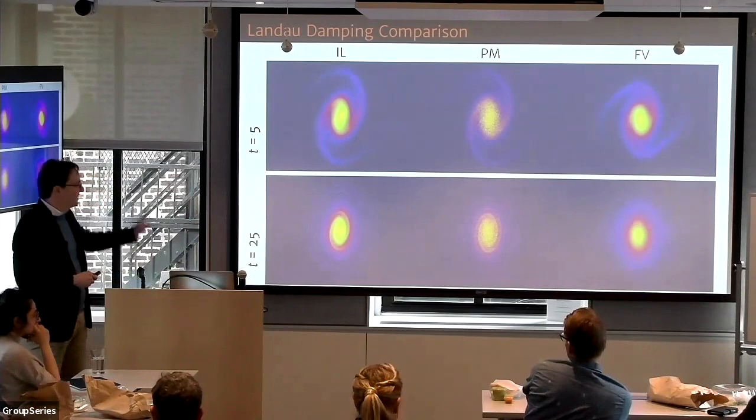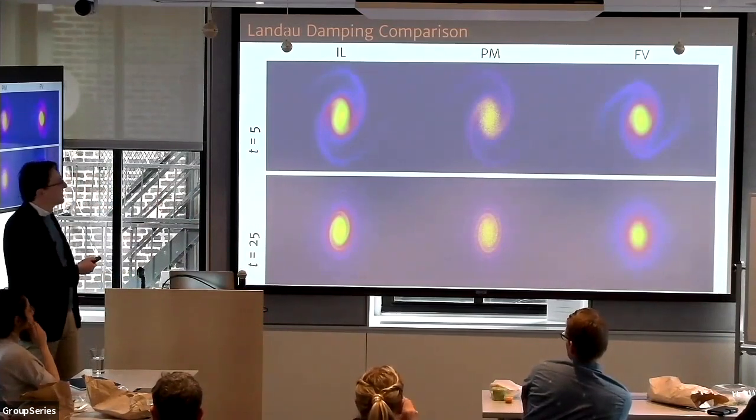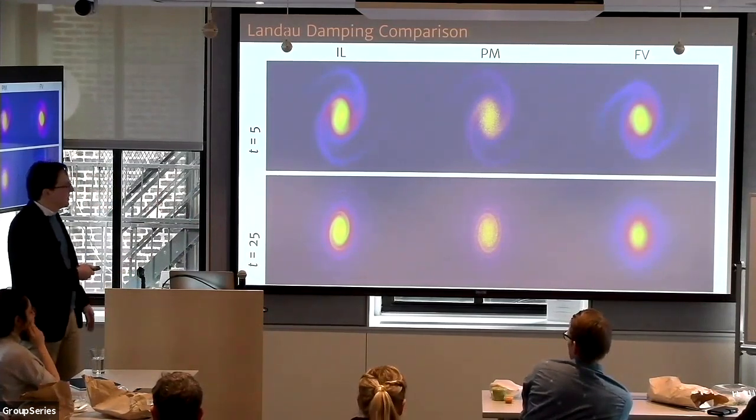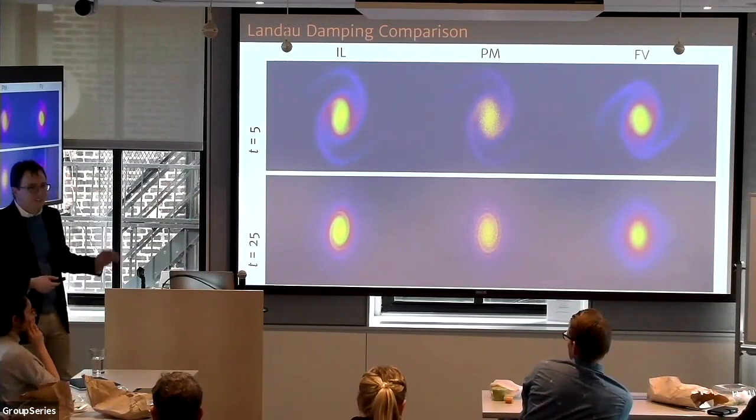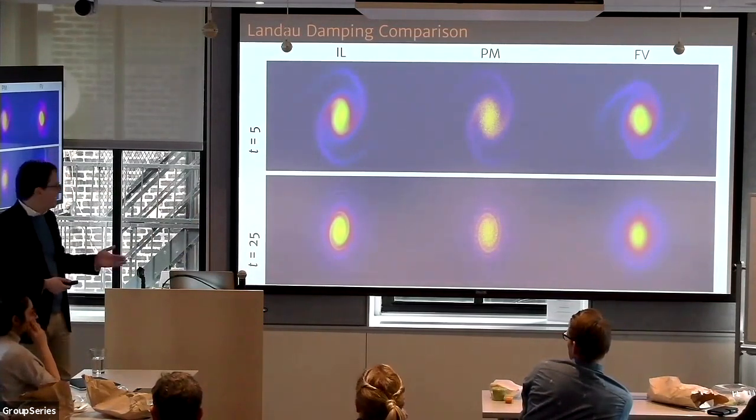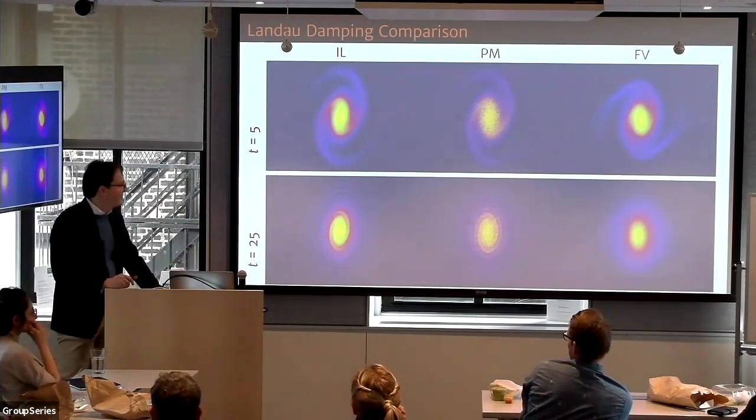Turns out, this is the same resolution. Turns out integer lattice is 10 times more efficient to implement in terms of CPU time because the operators are so simple.